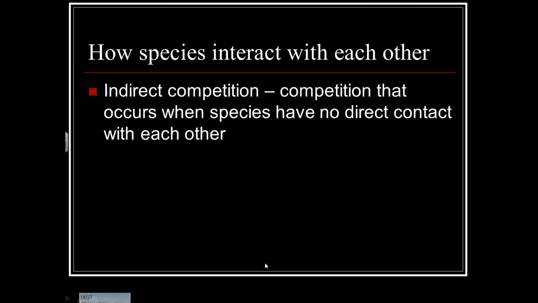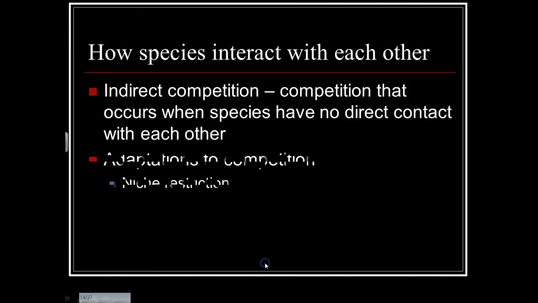Indirect competition is when the two species don't have direct contact with each other, but they're still competing. And I talked about water. Well, that would be an example. It's not as if they're attacking the water and tugging the water between them, but that's a case where they're both after the same resource, but they don't interact with each other to get that resource.